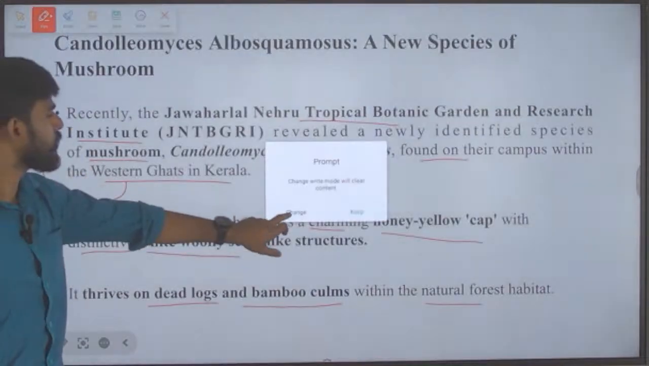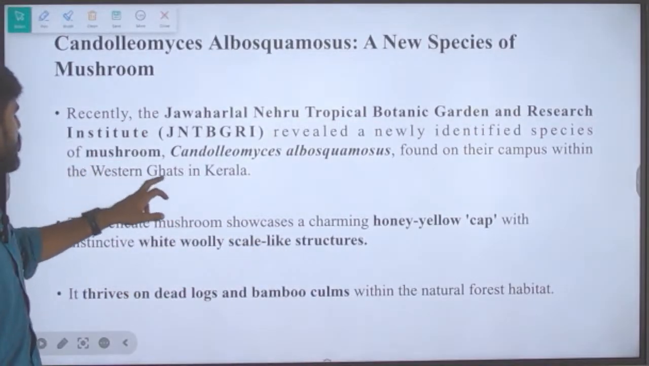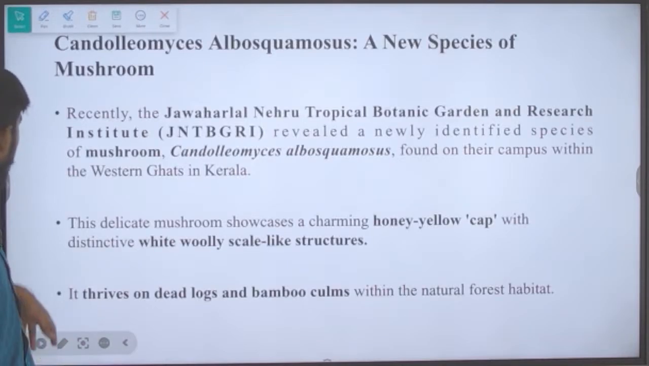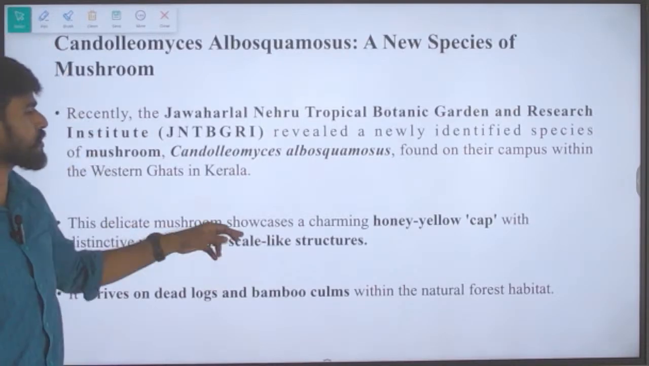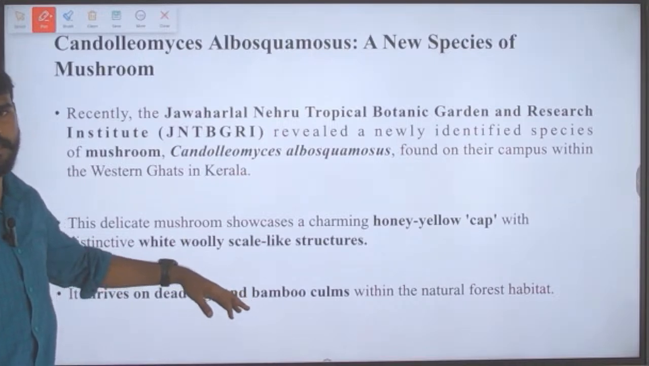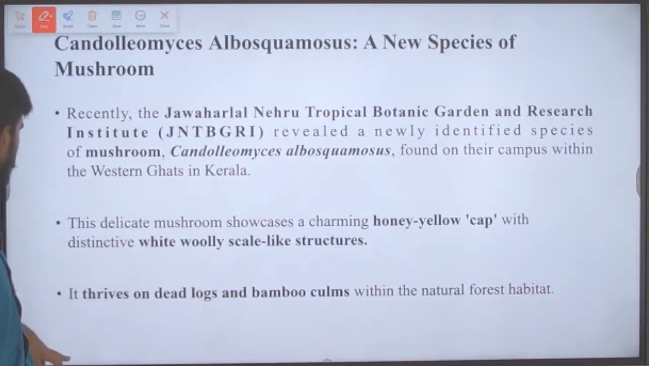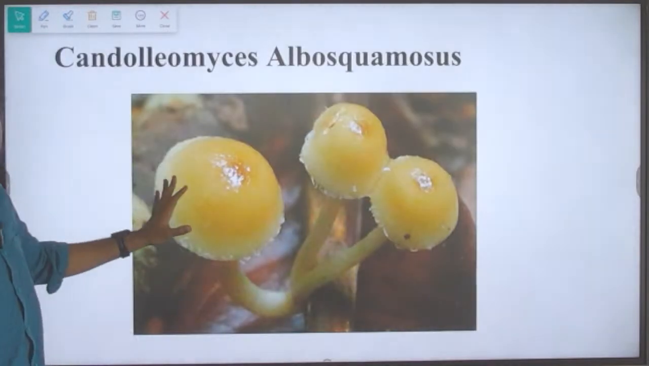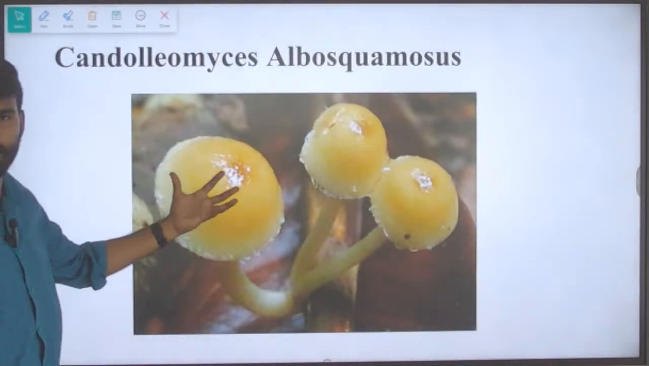Okay, so where is it found? In Western Ghats. That is what is important from this news article. And what are all the special features of this mushroom that has been recently discovered, identified? Okay, so this is how the mushroom will be looking. Okay, it has this honey yellow color.